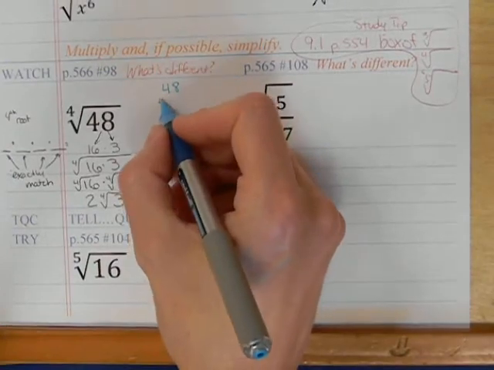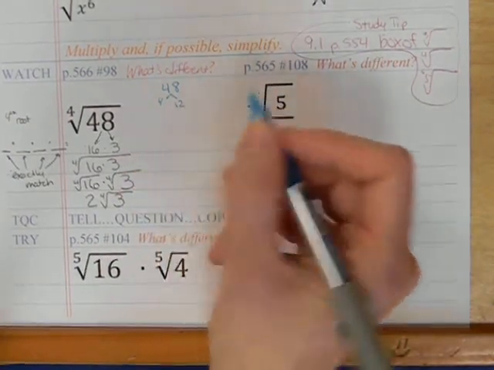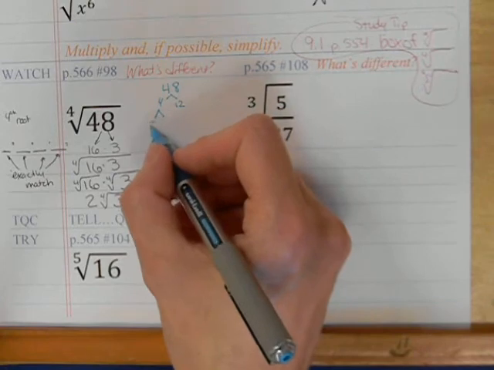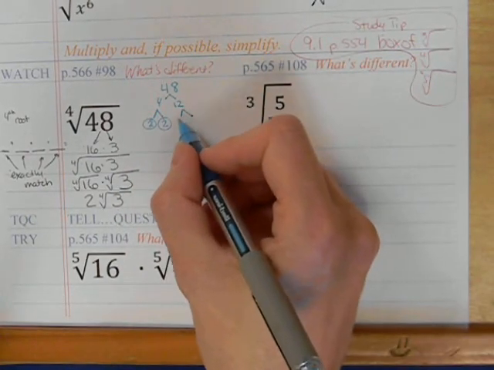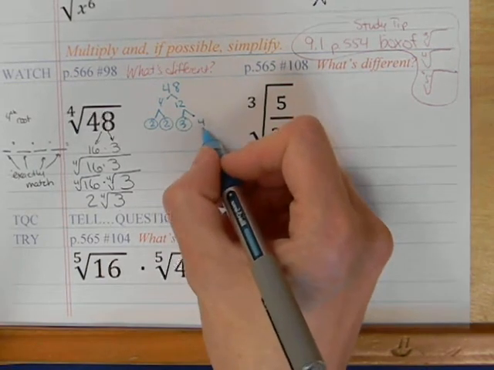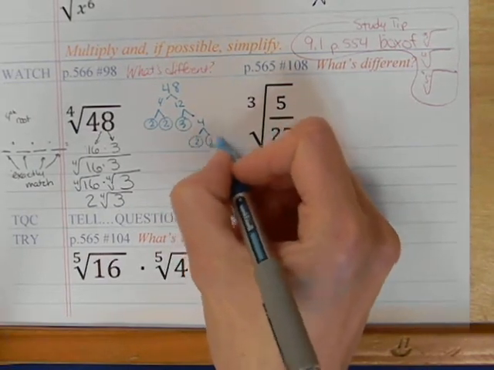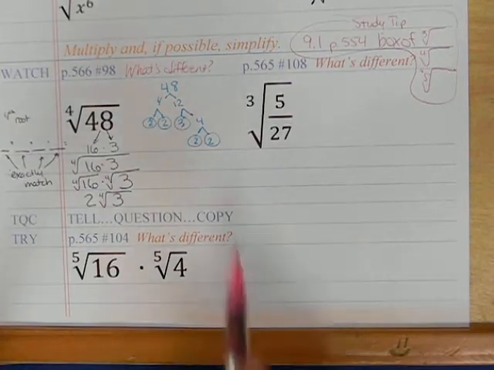So 48, well, let's just start breaking it down. 4 times 12, are those done? Nope, 4 can go further. 2 times 2, those are done. 12 can go further. Let's go 3 times 4. 3's done, but 4 can go one more time, 2 times 2. And that's your prime factorization of 48.